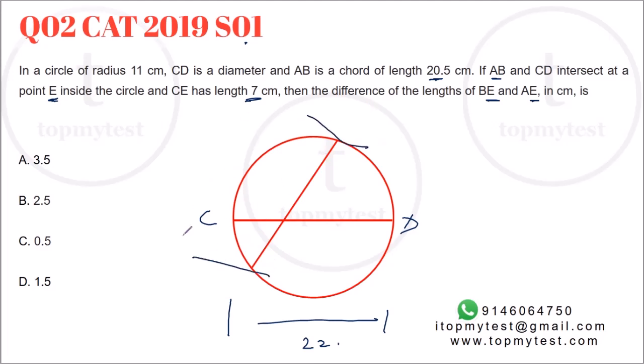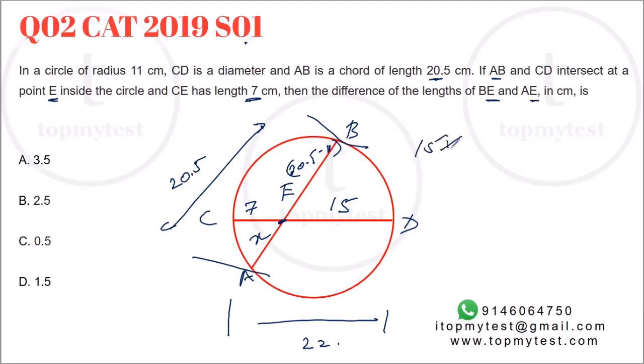So let's call it AB. Now it is given to you that these two intersect at a point E. The length CE is equal to 7. So this portion will be 22 minus 7, which is 15. Now using the chord relationship, if this value is x, this value will be 20.5 minus x. So if you rewrite this, you will get 15 into 7 should be equal to x into 20.5 minus x.